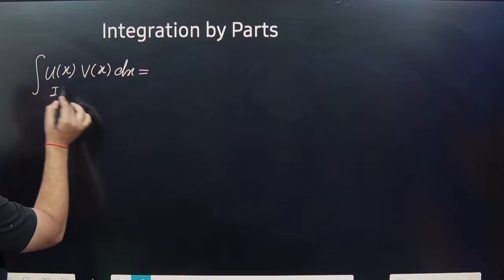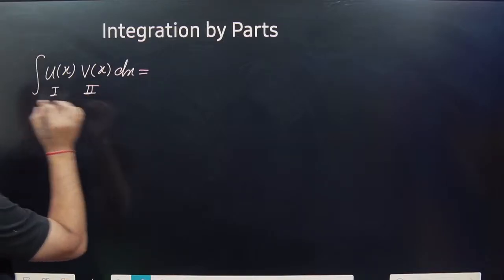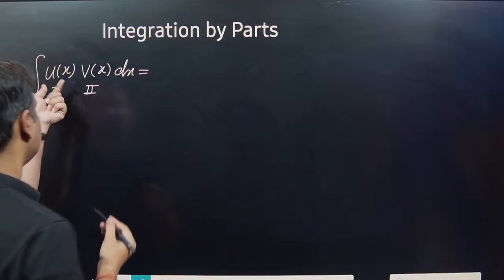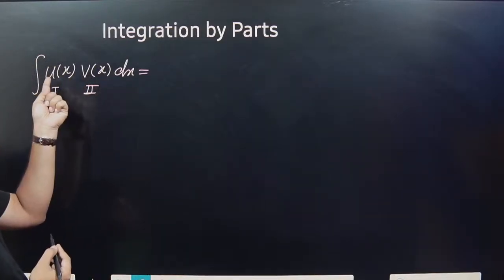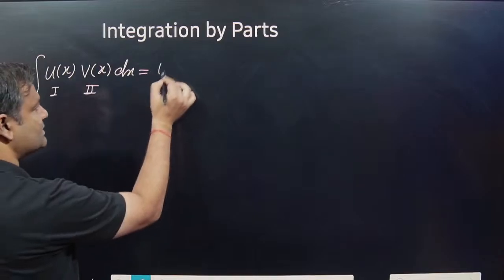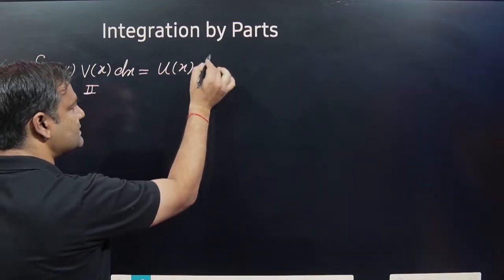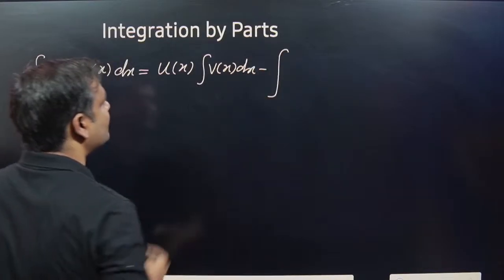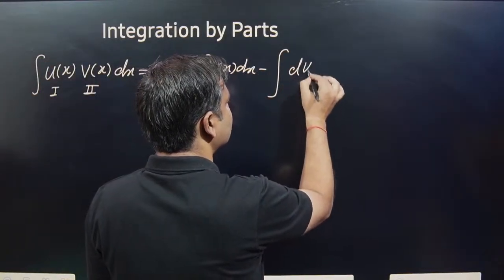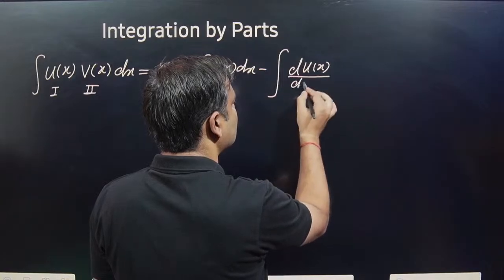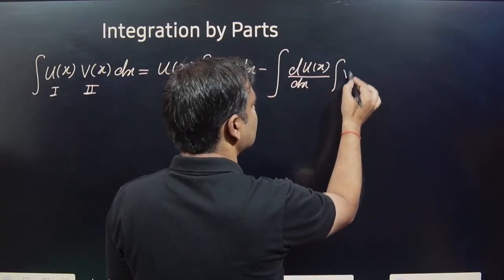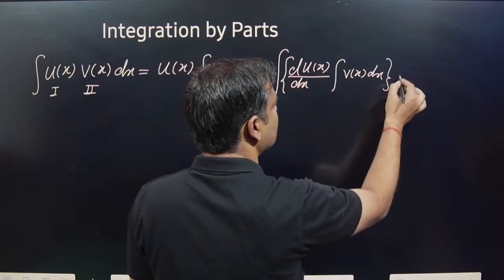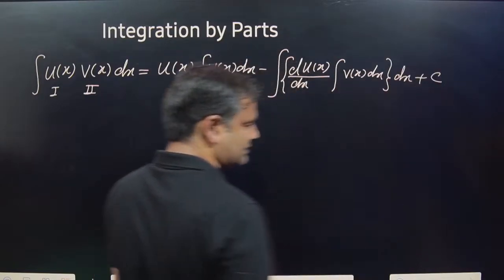This one is the first function and that one is the second function. So according to the integration by parts formula, with two functions u(x) and v(x): first into integration of second, minus differentiation of first function into integration of second, to whole integration, and after that write c.